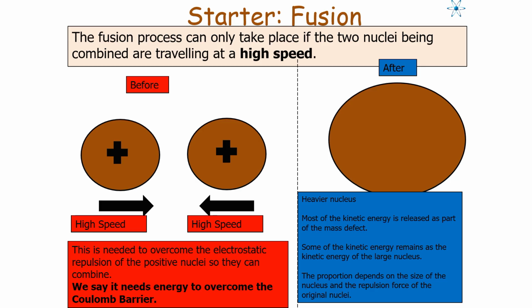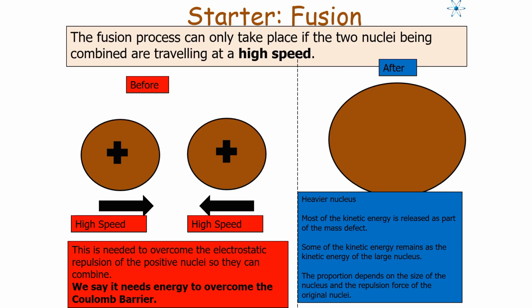Now it's also important to know that with our heavier nucleus, most of the kinetic energy is released as part of the mass defect. Some of the kinetic energy remains as the kinetic energy of the larger nucleus, and the proportion depends on the size of the nucleus and the repulsion force of the original nuclei. So how do we overcome it? Well, we overcome it by having our two nuclei combine at high speed.